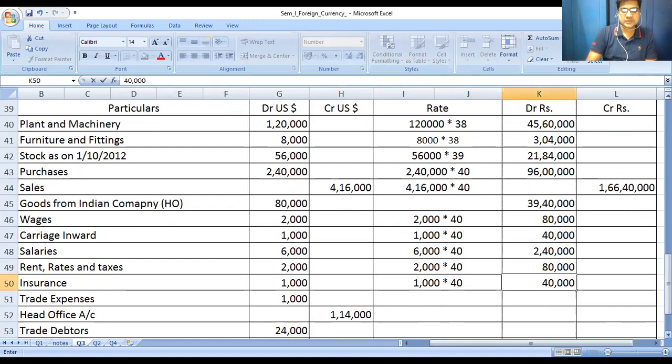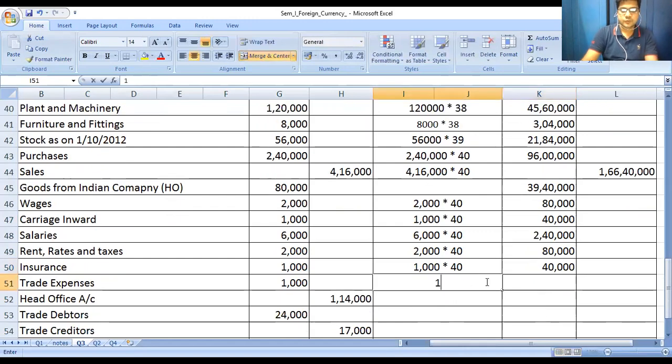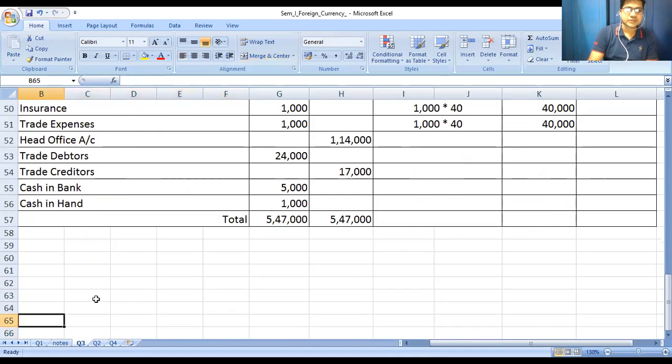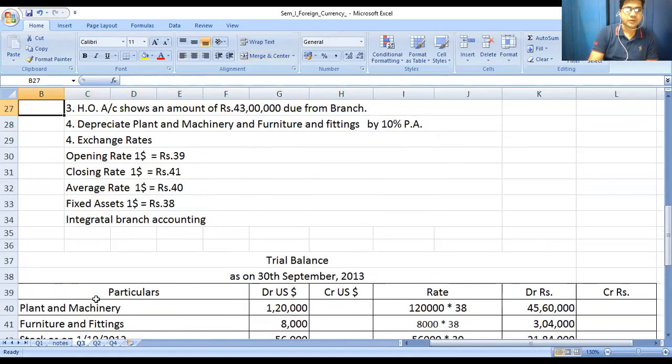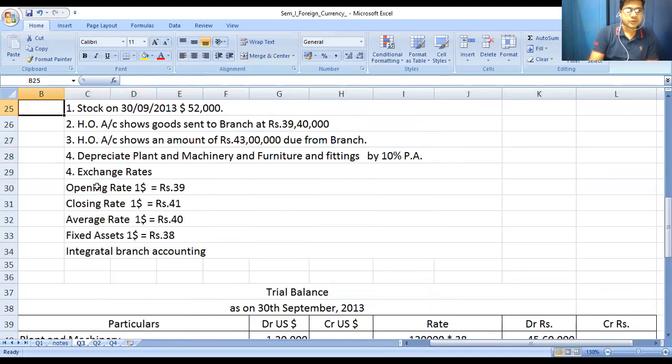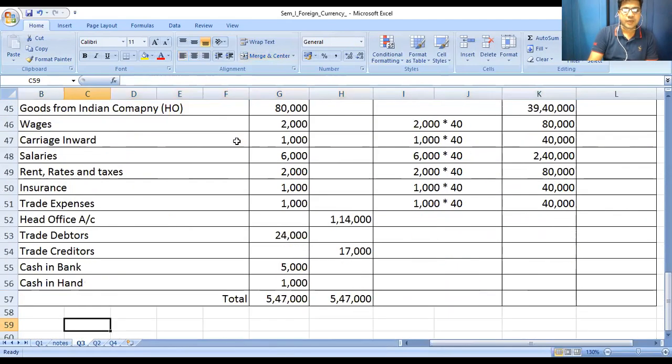Trade expenses, again a revenue item, 1,000 into 40, 40,000. Next, head office account. This is one type of capital balance that we have to show on the balance sheet liability side. This amount is directly mentioned in our adjustment. Head office account shows an amount of rupees 43 lakhs due from branch. These 43 lakhs we have to show directly here.